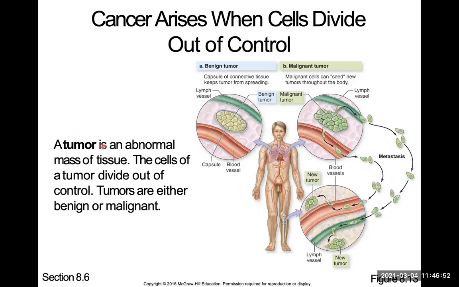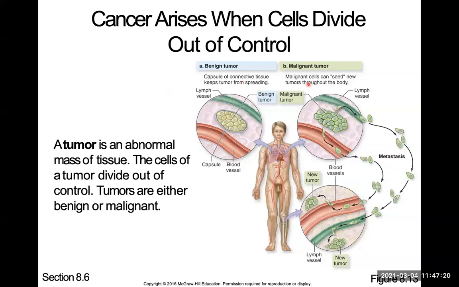So a tumor is an abnormal mass of tissue. The cells of a tumor divide out of control. They divide and divide and divide. They can be benign or malignant. So what's the difference between these two? Benign doesn't mean that it's not dangerous. It just means it's not spreading. It's just in one place. So the cells are dividing uncontrollably just in one place.